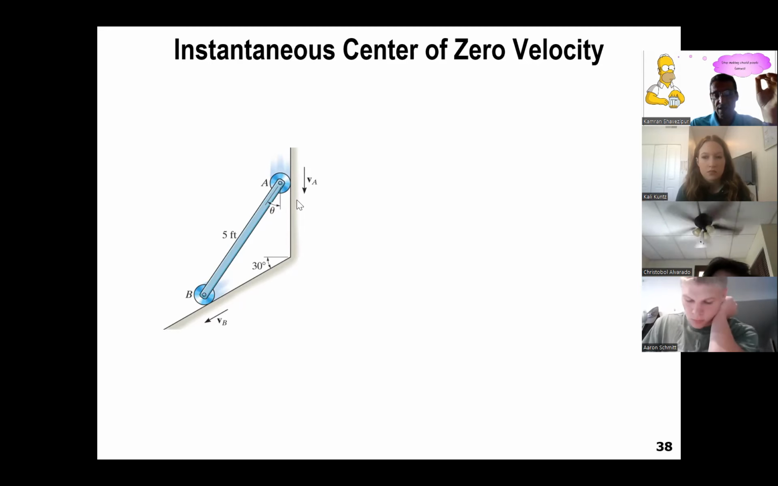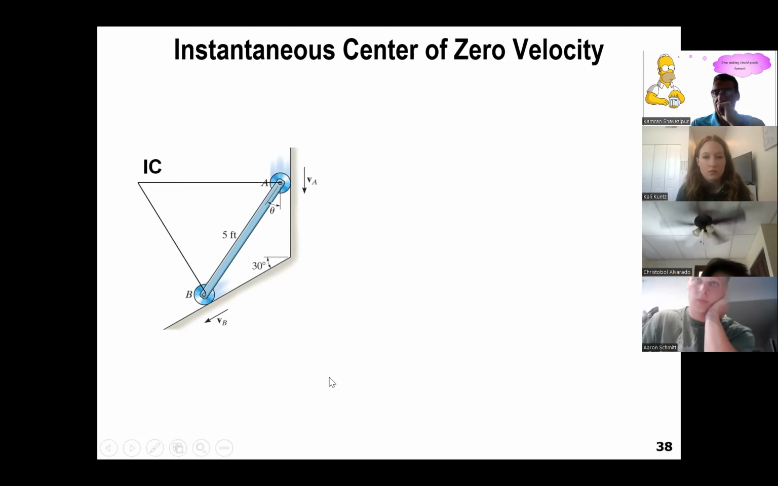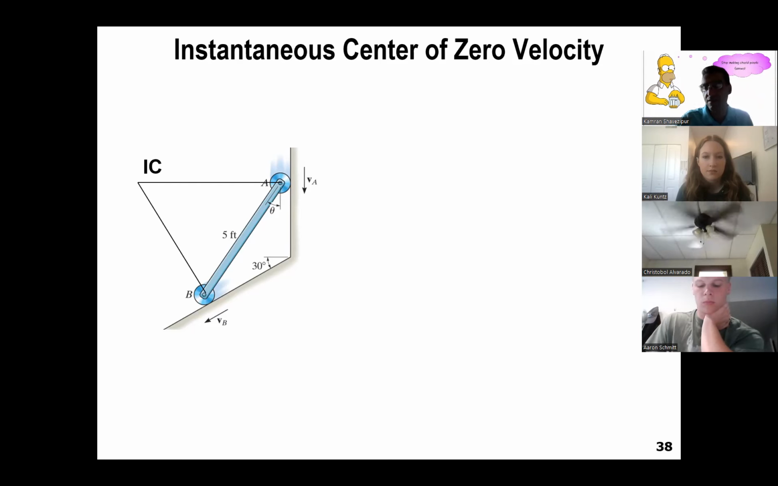To find IC, I'm going to draw a line perpendicular to velocity of A, which is perpendicular to this surface. Then I'm going to draw a line perpendicular to velocity of B, which is perpendicular to this surface. And that's going to be IC. And remember, AB has general motion. If it has translation, you don't need any of this. If it has rotation, it already rotates about a fixed point. That fixed point is not only the instant center, it is technically the permanent center of rotation.